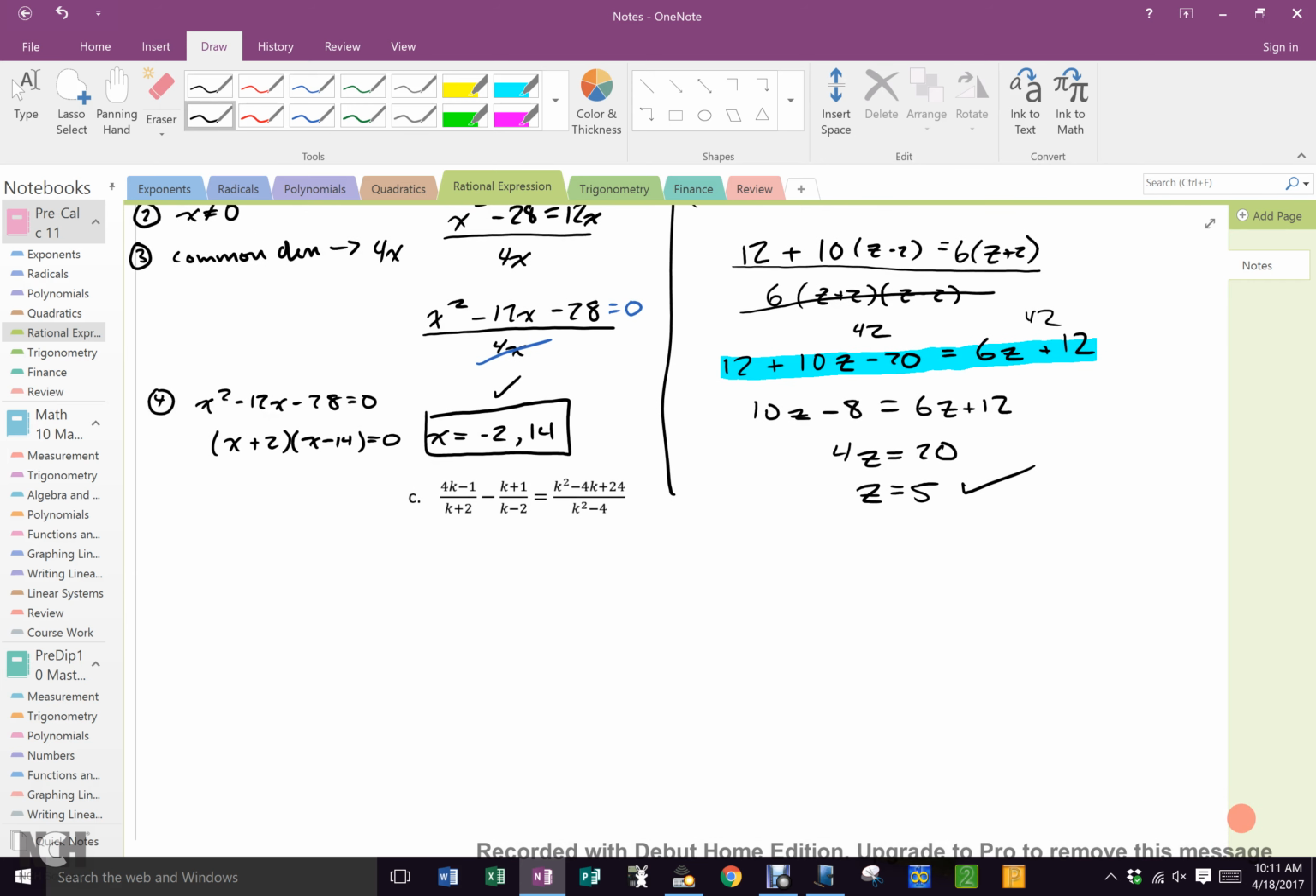What can I do? There's some factoring to be done, yeah? Where? 4k minus 1 isn't changing. Minus k plus 1 isn't changing. K minus 2 isn't changing. But this one is. What's this going to become?